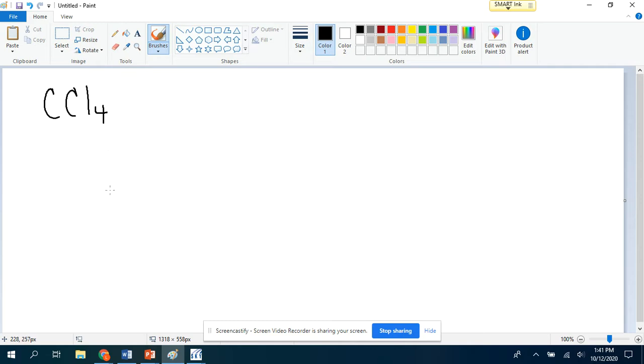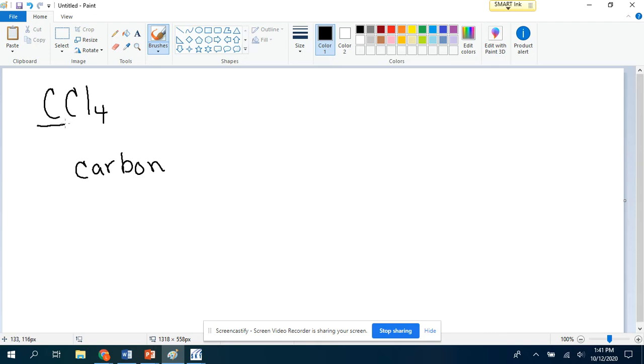CCl4. If you're given this formula, first of all, you have to say, is it ionic or covalent? Remember, how you tell is you look at the first element and see if it's a metal or a non-metal. Carbon is a non-metal because it's on the right-hand side of that staircase. We talked about that. Since it's a non-metal, I know it's covalent, and then I need to use my covalent rules. When you're using your covalent rules, we use prefixes in front of the names. So C is carbon, so I'm just going to write out carbon.